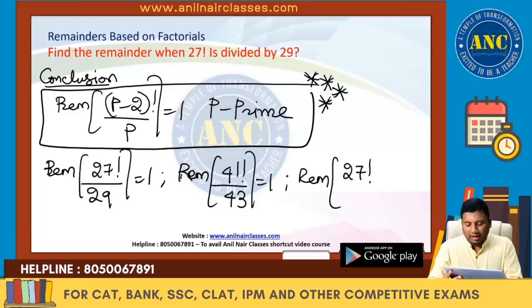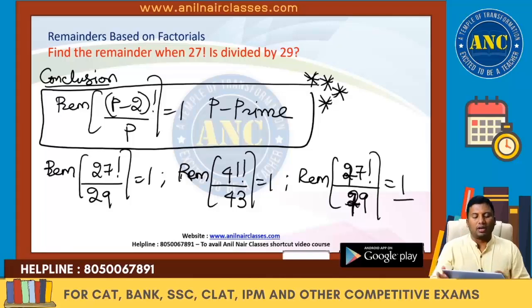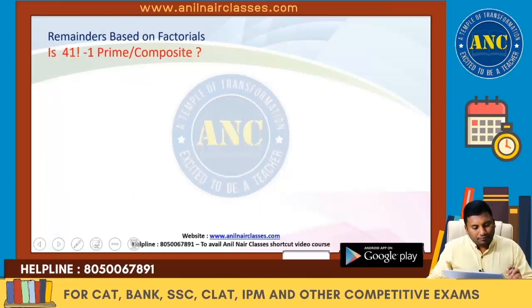Remainder when 77 factorial is divided by 79 is also 1. Idea clear? p minus 2 factorial when divided by p is always 1 when p is a prime number. First conclusion, p minus 1 factorial divided by p is p minus 1. Second, p minus 2 factorial divided by p is always 1 when p is a prime number.